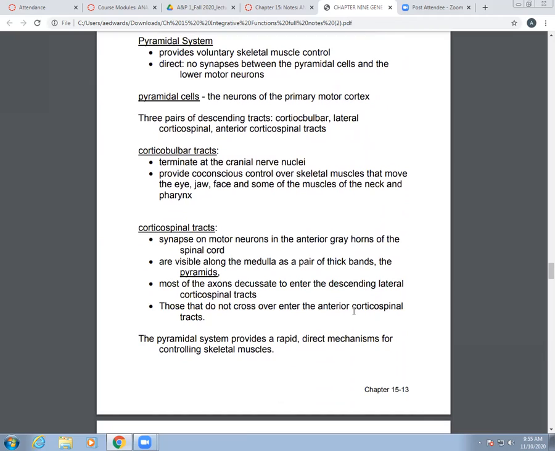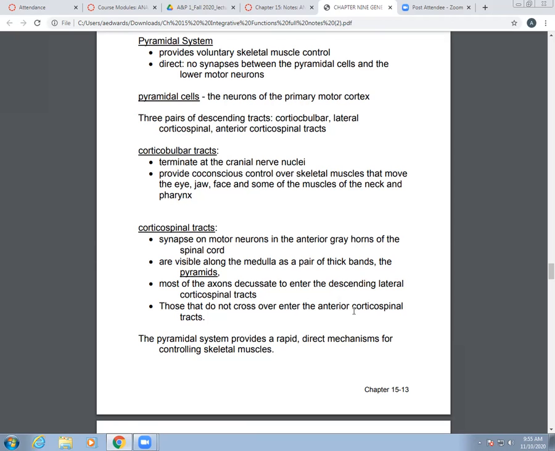Related to motor pathways, let's talk about the pyramidal system. The pyramidal system is going to provide voluntary skeletal muscle control, right? Skeletal muscle is voluntary. It's direct in that there are no synapses between your pyramidal cells and your lower motor neurons. And these pyramidal cells are neurons in your primary motor cortex.